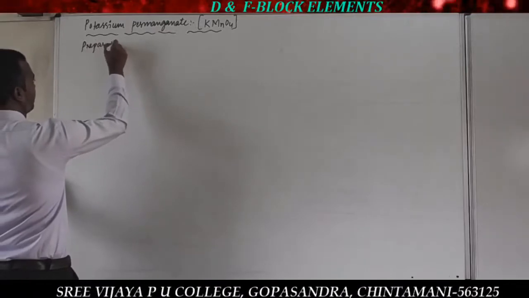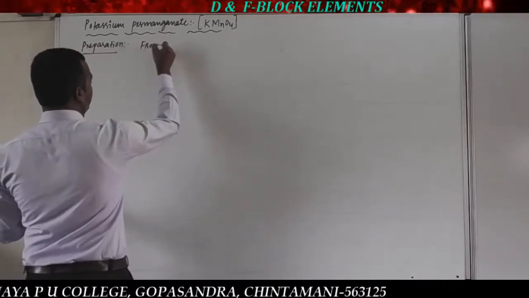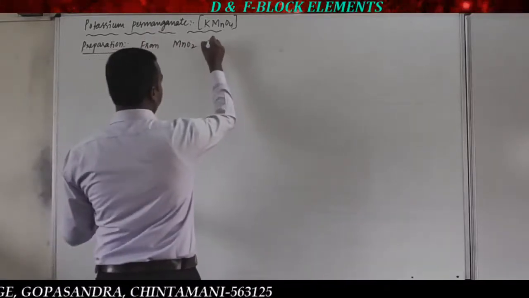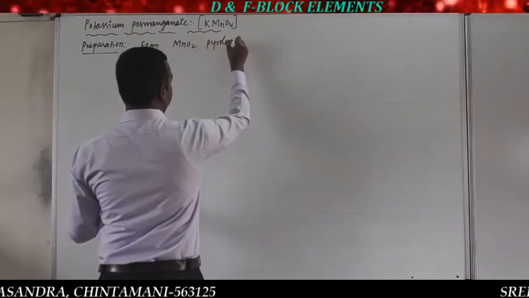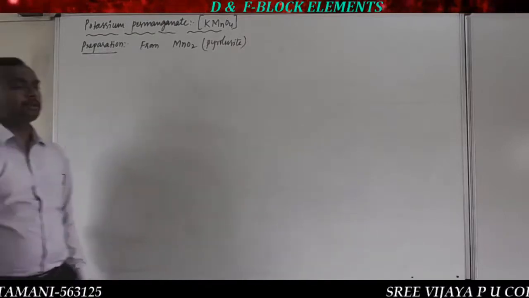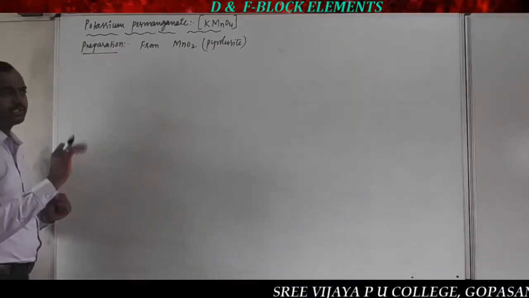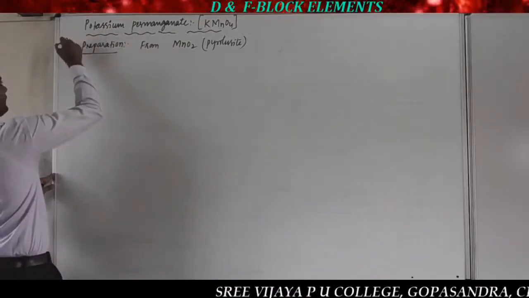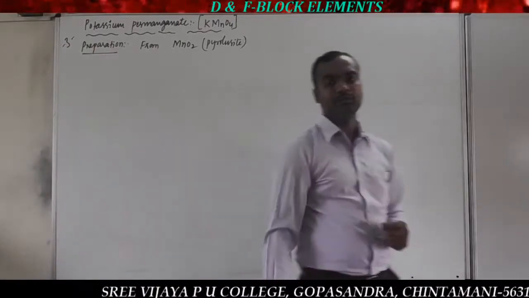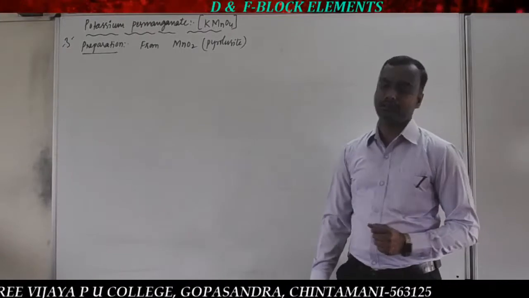of potassium permanganate from MnO2. That is called pyrolusite. This is called pyrolusite. It's a mineral of manganese. MnO2, that is called pyrolusite. From this MnO2, we are going to prepare potassium permanganate. What is the equation? Again, that's a 3 marks question. Write the steps involved in the preparation of potassium permanganate from MnO2. Pyrolusite is a mineral of manganese.